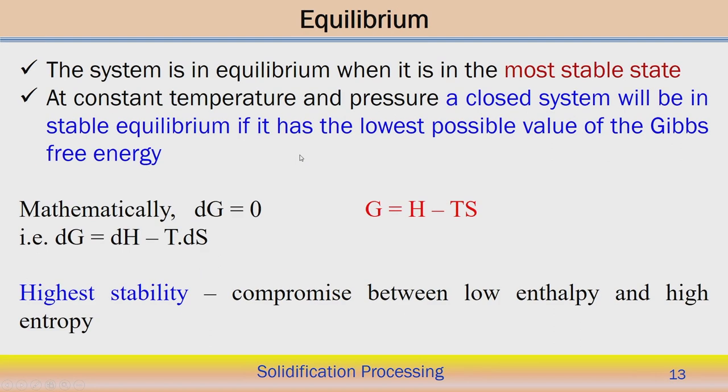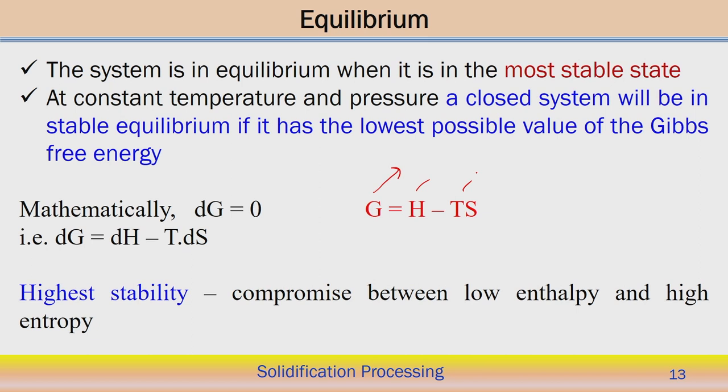Here you can see the system is in equilibrium when it is in the most stable state. Just now I am shifting to the basic thermodynamics of phases, from which we try to understand how we can represent the equilibrium of a particular system. At constant temperature and pressure, a closed system will be in stable equilibrium if it has the lowest possible value of the Gibbs free energy. So, minimization of the Gibbs free energy represents moving towards the stable state. Therefore, by minimizing the Gibbs free energy we can better represent the stability of a particular system.